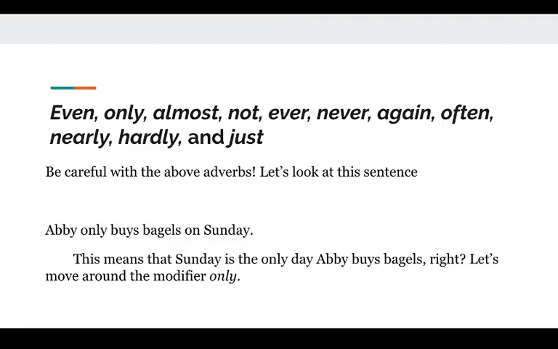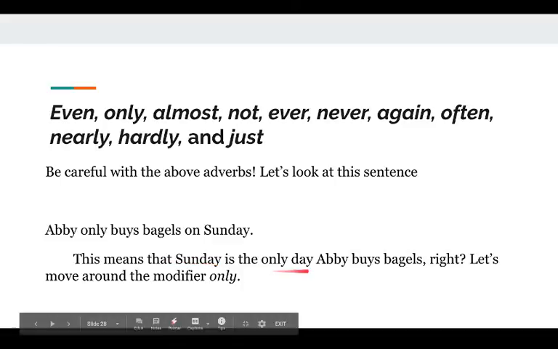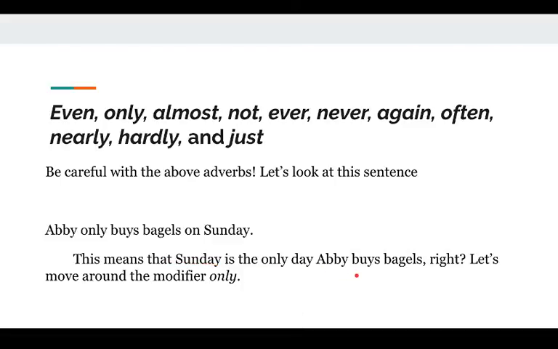So these words, even, only, almost, not, ever, never, again, often, nearly, hardly, and just, you must be careful with these above adverbs because we will look at this example sentence just to refer to it. So in this sentence, Abby only buys bagels on Sunday. When we first read this, we can probably agree that it means that Sunday is the only day that Abby buys bagels. But if we move around the modifier "only," we find so many different meanings that this modifier can give the sentence just by its location.